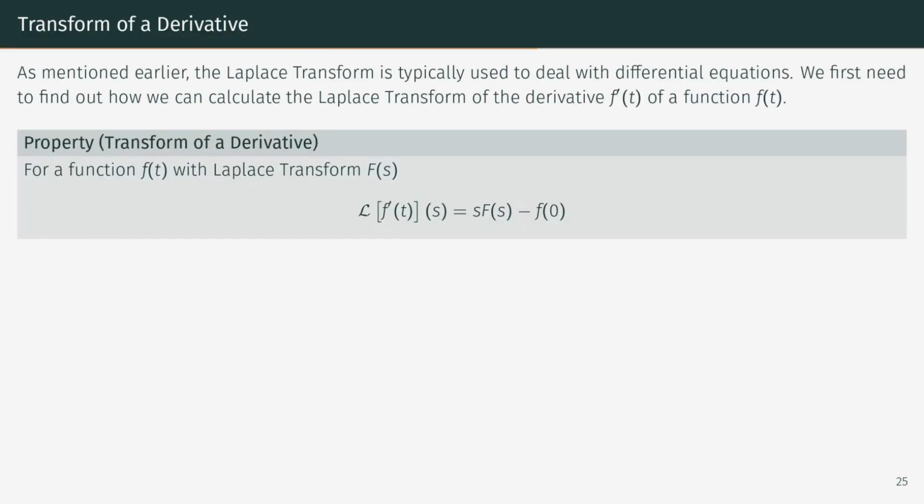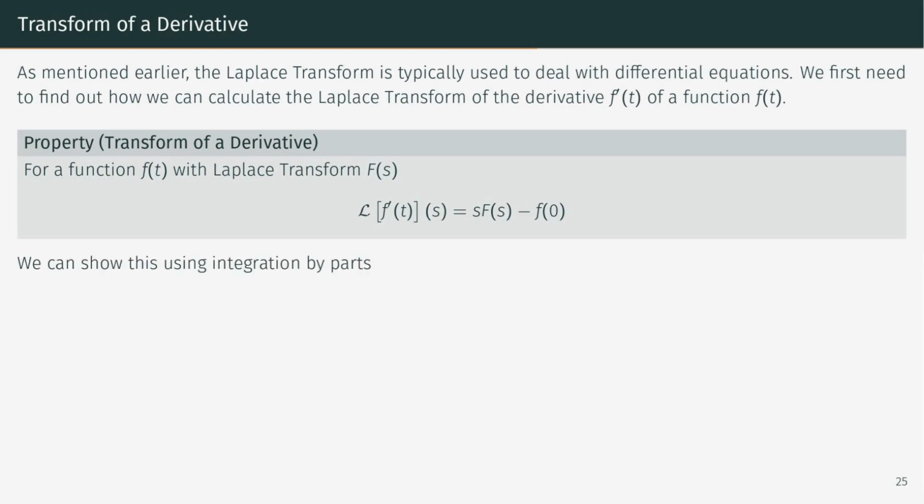As mentioned earlier, the Laplace transform is typically used to deal with differential equations. We first need to find out how we can calculate the Laplace transform of the derivative f prime of t of a function f of t. The property, called the transform of a derivative, states that for a function f of t with Laplace transform F of s, then the Laplace transform of f prime of t equals s F of s minus f of 0.